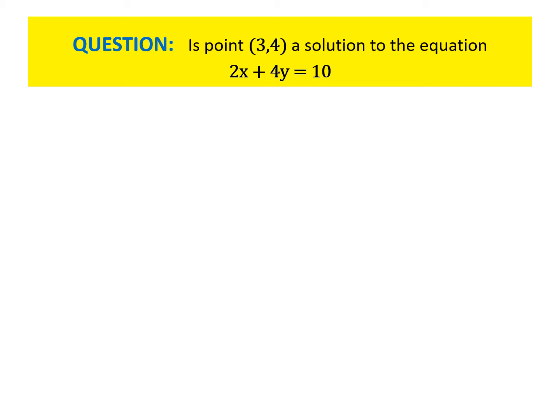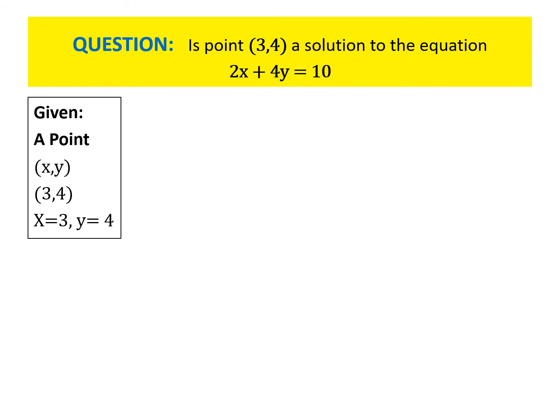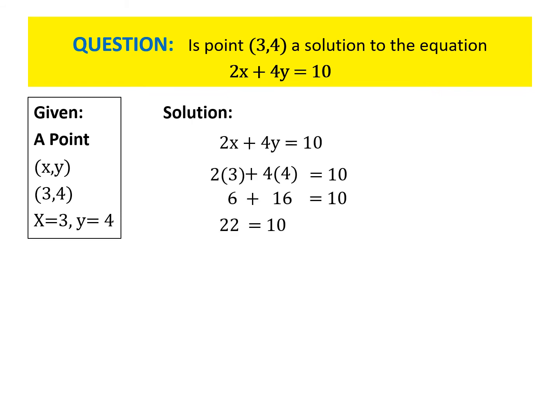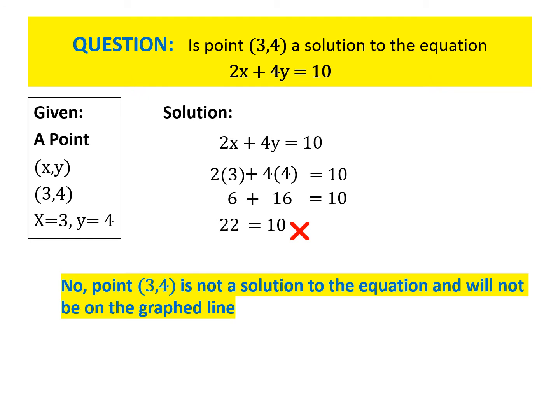Now, question: is point (3, 4) a solution to the same equation? So let's try this one. Write down what's given. We have the point (3, 4), x is 3, y is 4. We're going to substitute them into the equation, and we're going to end up getting the statement 22 equals 10. There's no way that that is a true statement. So therefore, we can say that this point (3, 4) is not a solution to the equation and will not be on the graph line.